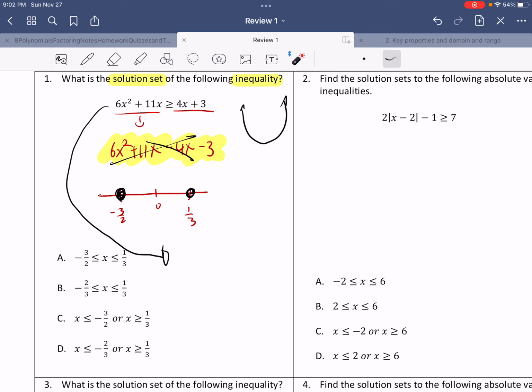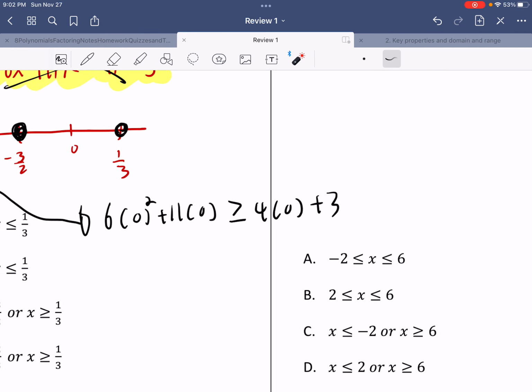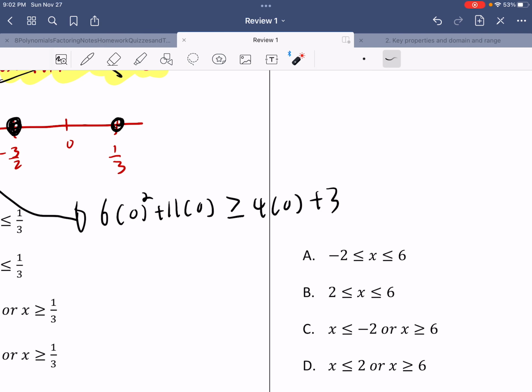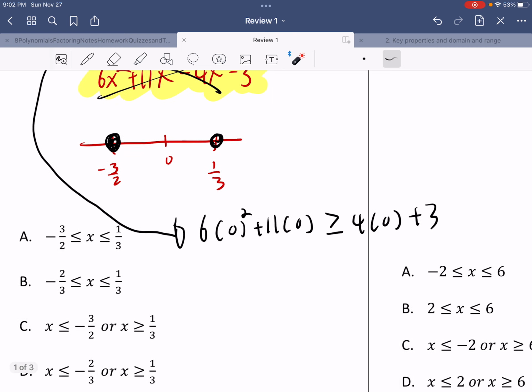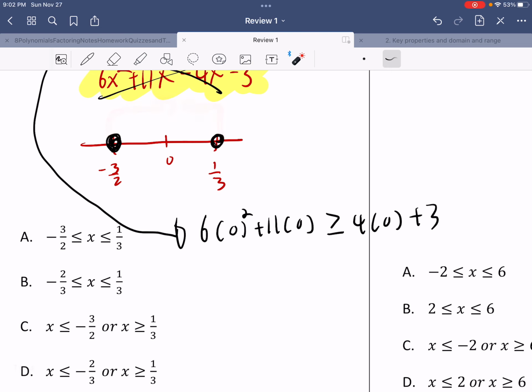So here, instead of x, now I'm going to plug in 0. So 6 times 0 squared plus 11 times 0 is greater than or equal to 4 times 0 plus 3. As you can see, I just copied this one down here, but just instead of x, I plugged in 0 because that's what we put. So if you are in class, that's what you're going to put inside a calculator and put true, false. If it is true, it goes inside. If it is false, it goes outside. But here, I'm going to do it by hand.